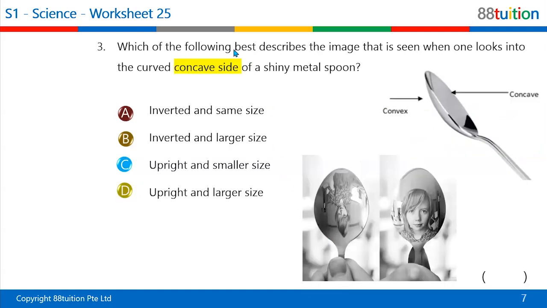Question 3. Which of the following best describes the image that is seen when one looks into the curved, concave side of a shiny metal spoon? So concave is this side, convex is the bulging out side. So that's the spoon we are talking about. Now, if you are going to look into the spoon, this is clearly not me, I just took the photo from the internet. So what do you say? Which one is which?